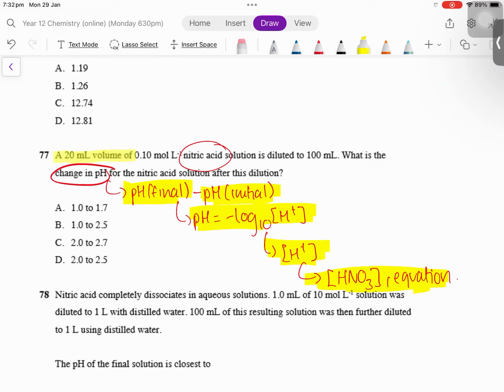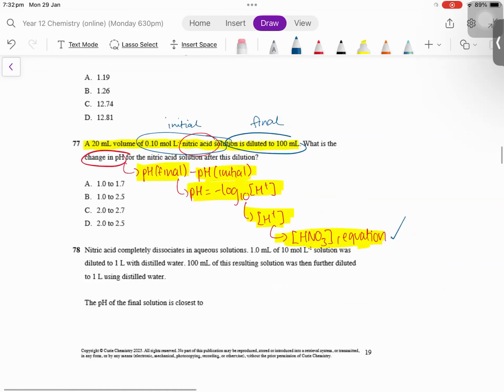The question tells me that a 20 mil volume of 0.1 molar nitric acid is diluted to 100 mils. This is final, yeah, because that's where I end up. I don't want to worry about that yet. This is what I start off with. This is my initial. So I'm going to trace my steps back. I start off with my equation.